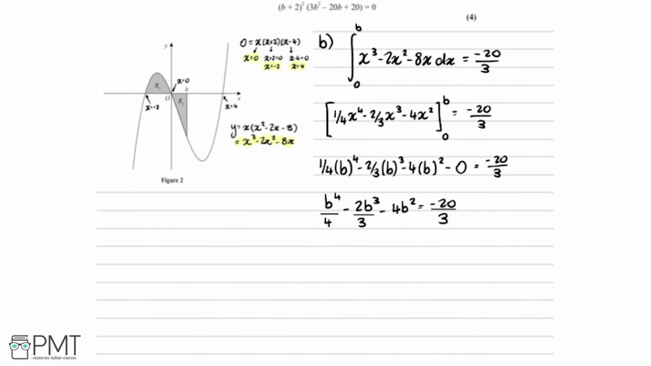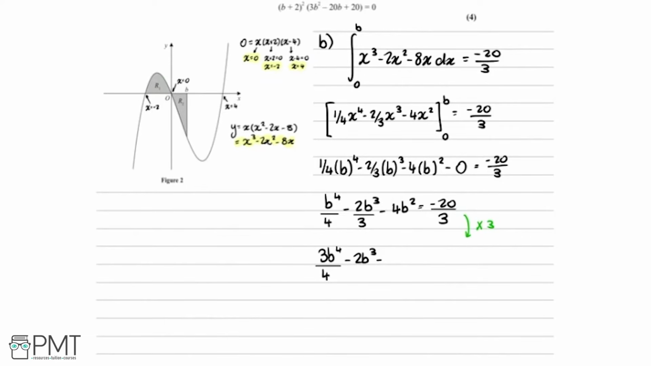And I don't really like that because that's quite hard to work with. So we're going to try and get rid of that. So first thing I'm going to do is I'm going to times both sides by 3. And that's going to get rid of these fractions here. Okay, so that's 3b to the power 4 over 4. So for the next term, the 3's cancel, so we're just left with minus 2b to the power 3.